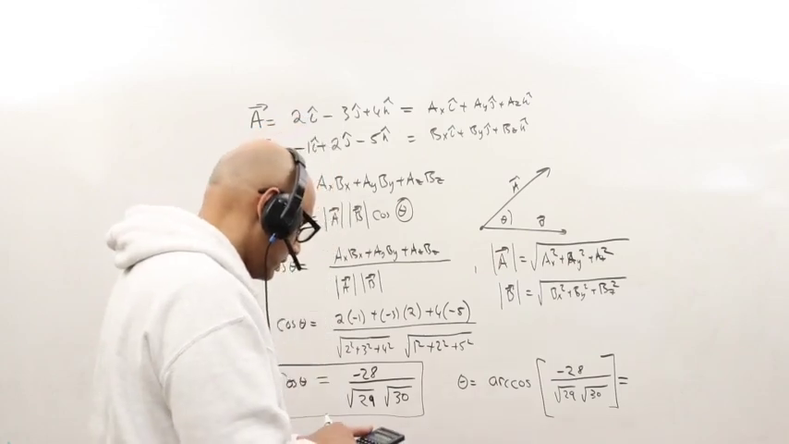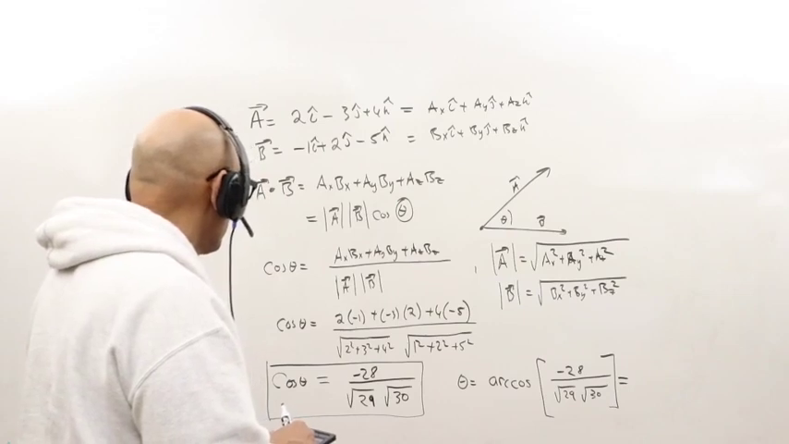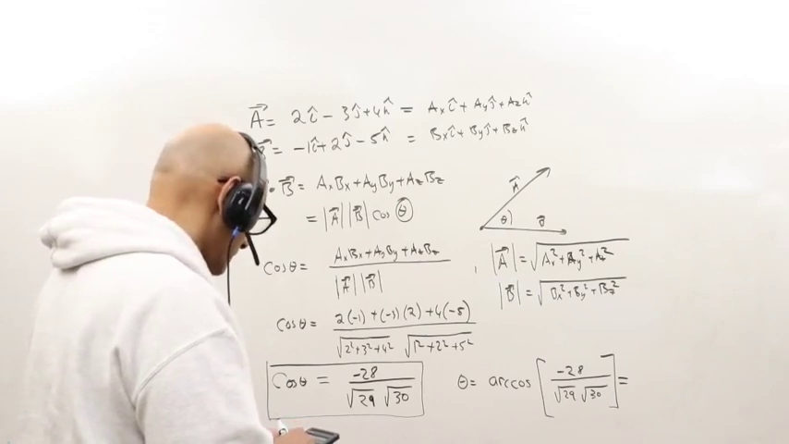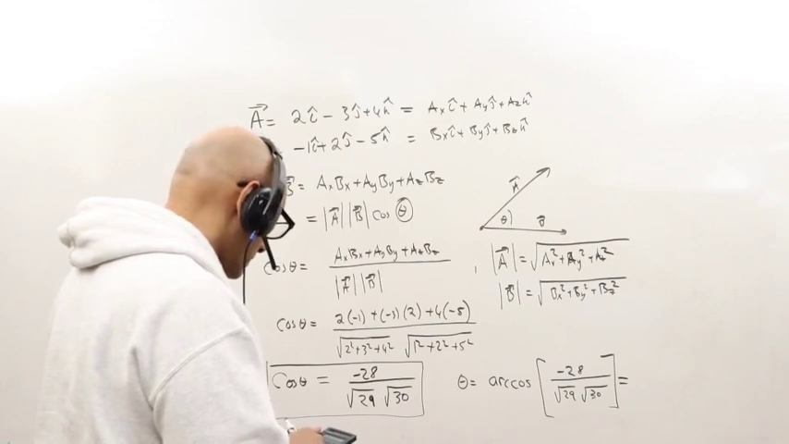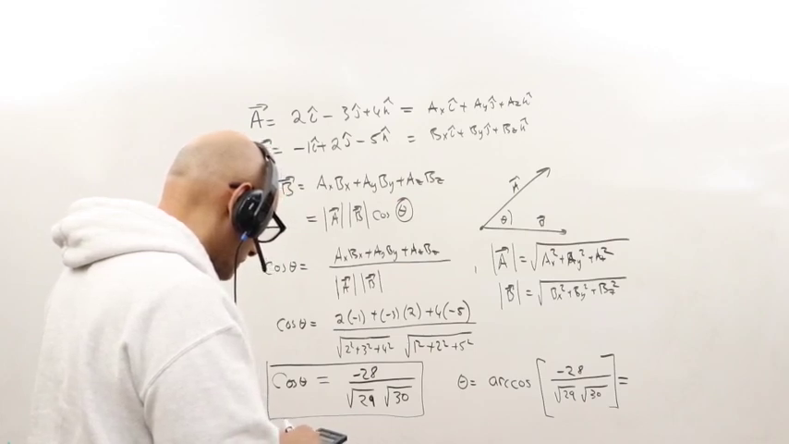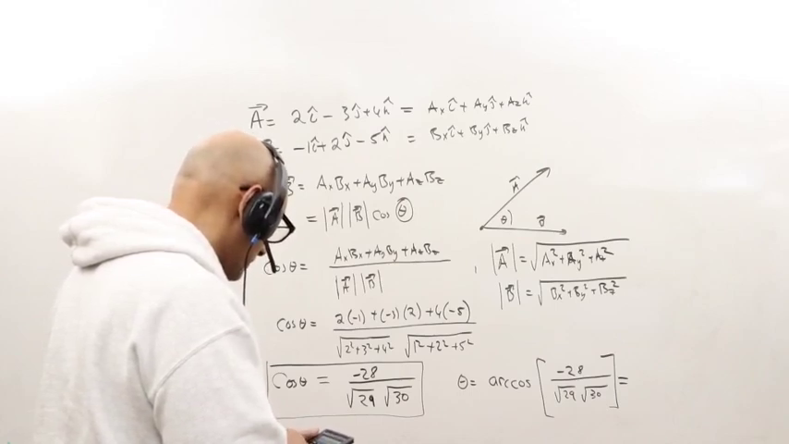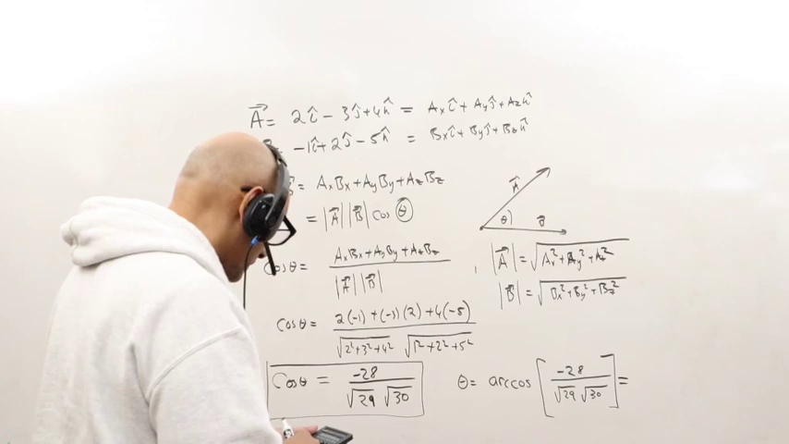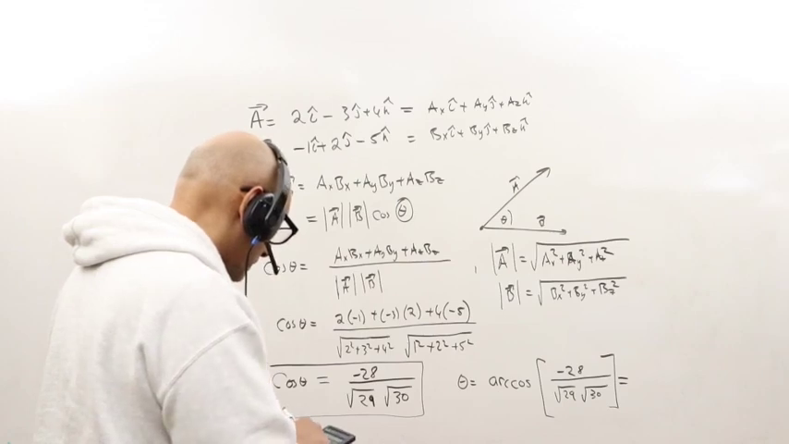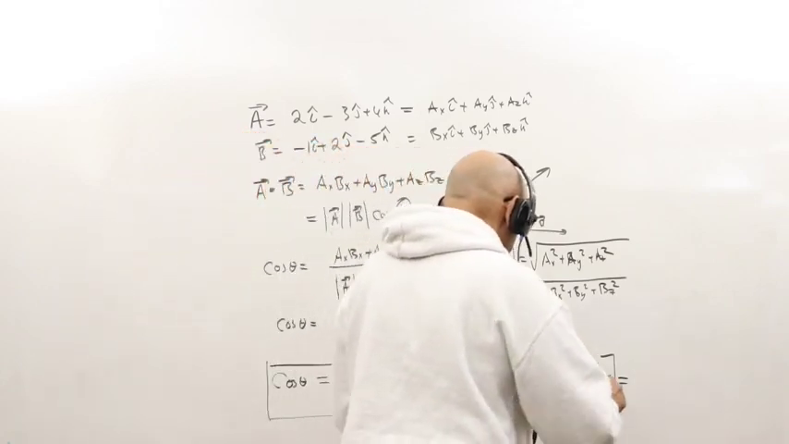and say negative 28 divided by 29 x to the 0.5 divided by 30 x to the 0.5, and shift cosine to get 162 degrees.